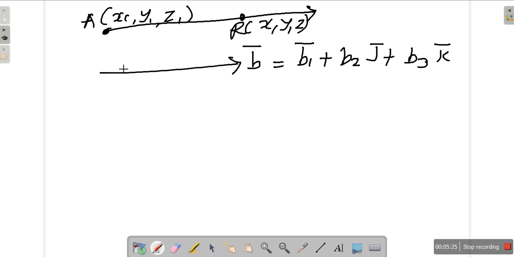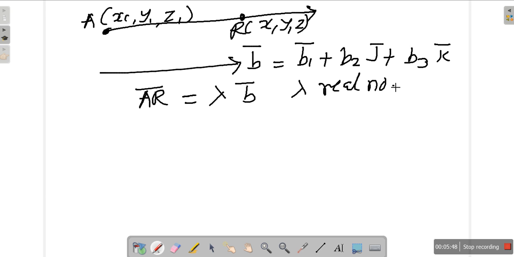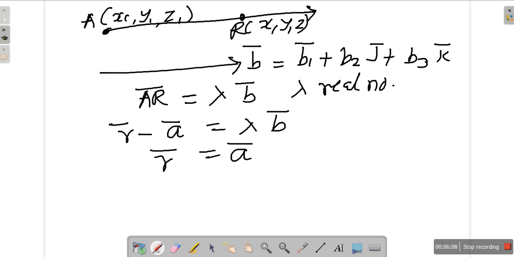Then the vectors AR and b bar are parallel, and we have seen in the previous result that if two vectors are parallel, then one of them is a scalar multiple of the other. So we can have AR equal to lambda b bar, where lambda is any real number. It can be any real number, 2, 5 by 7, minus 8, 3 by 29, root 5, whatever. Now AR bar is obviously r bar minus a bar. So what we get is r bar minus a bar equal to lambda b bar, or r bar equal to a bar plus lambda b bar.